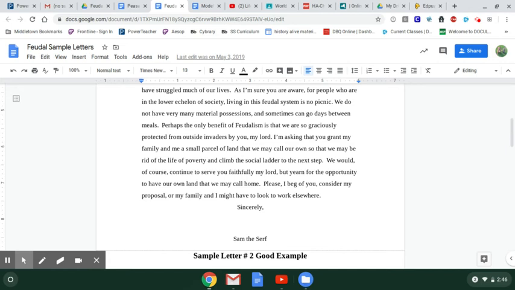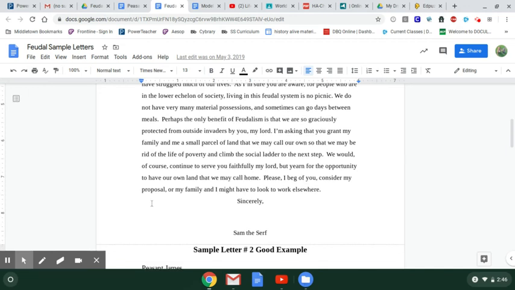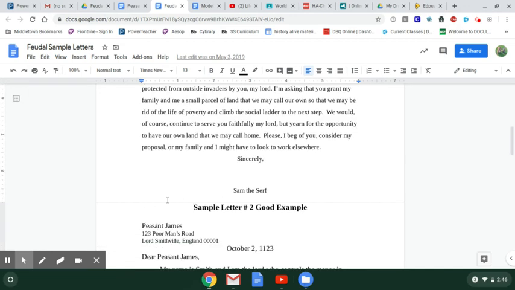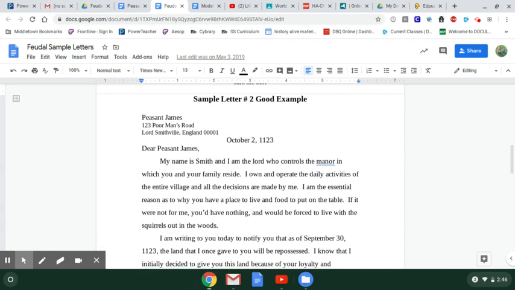I'm asking that you grant my family and me a small parcel of land that we may call our own, so that we may be rid of this life of poverty and climb the social ladder to the next step. We would, of course, continue to serve you faithfully, my lord, but yearn for the opportunity to have our own land that we may call home. Please, I beg of you, consider my proposal, or my family and I might have to look elsewhere. Sincerely, Sam the Serf.